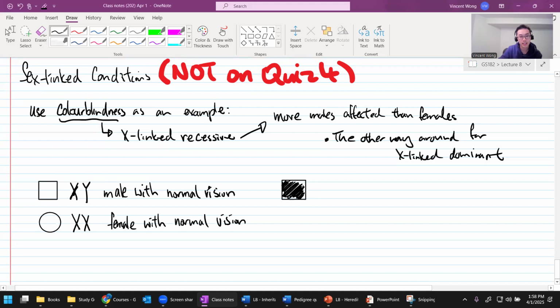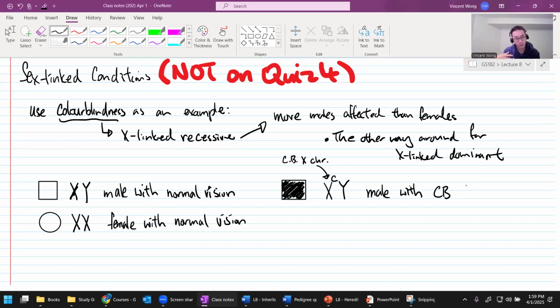If you shade it in, then this is X. We can put C here, XCY. So this XC is the colorblind X chromosome. So this man is colorblind. Male with color blindness. Like I said, the man only has one X. So if we get the colorblind X, we're going to be colorblind.